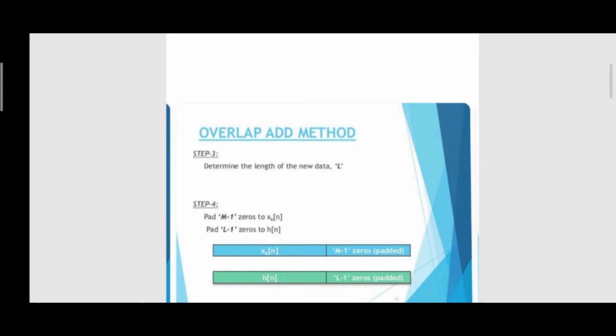In step 4, we have to pad m minus 1 number of zeros to x of n and L minus 1 number of zeros to h of n. That means m minus 1 number of zeros to the longer sequence and L minus 1 number of zeros to the smaller sequence, that means the impulse response.